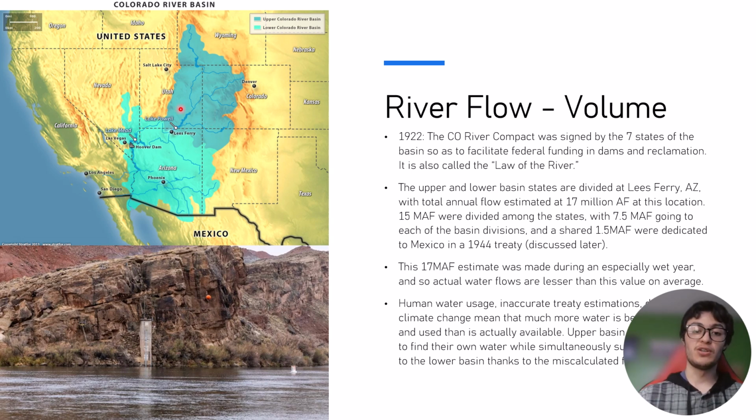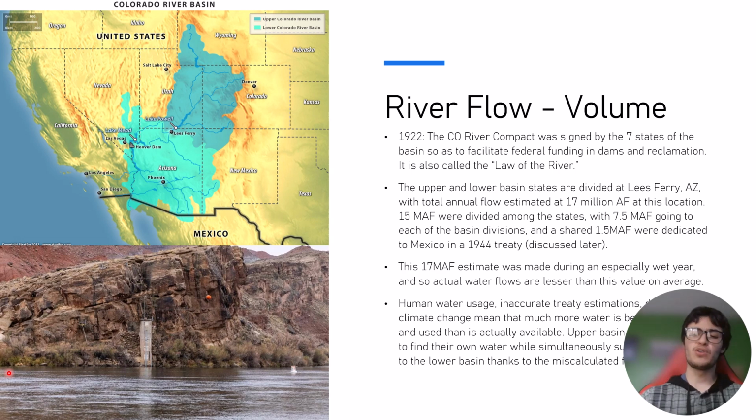Now, it is divided into the upper basin and lower basin states. The upper basin are Utah, Wyoming, Colorado, and New Mexico, whereas the lower basin are California, Nevada, and Arizona. And they are split at a point called Lee's Ferry, which is here on the map, and this is the gauge point that monitors the flow.